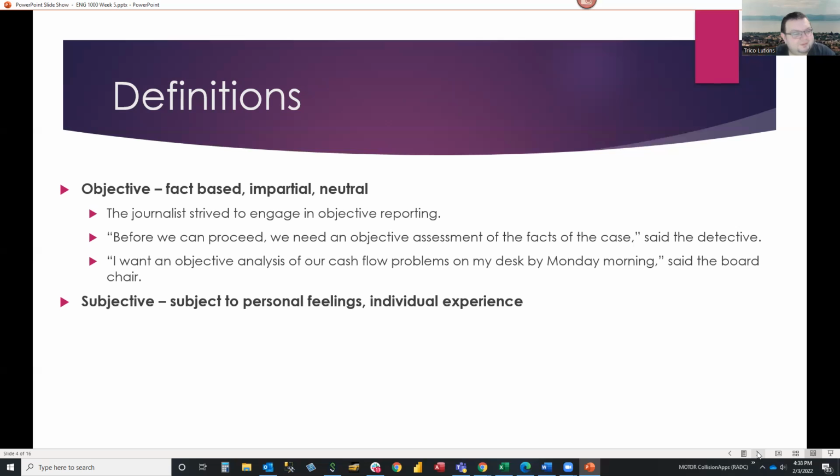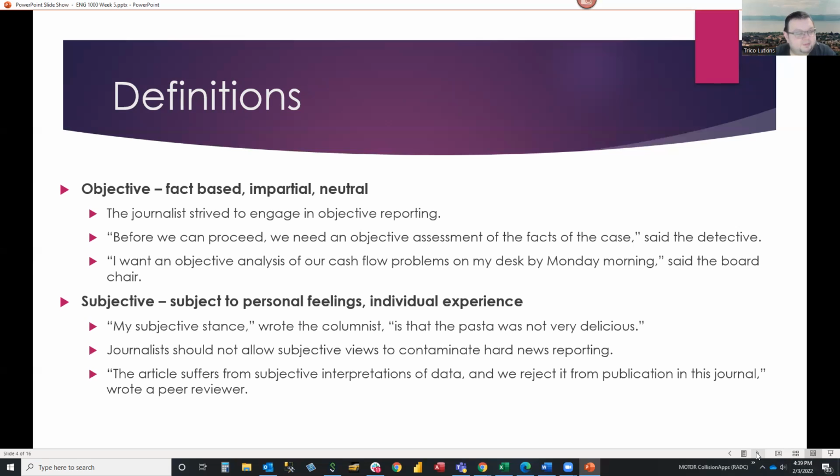So carrying on with definitions, objective: the journalists strive to engage in objective reporting. Before we proceed, we need an objective assessment of the facts of the case, said the detective. These are all just examples of being objective. I want an objective analysis of our cash flow problems on my desk by Monday morning, said the board chair. And then subjective: my subjective stance, wrote the columnist, is that pasta was not very delicious.